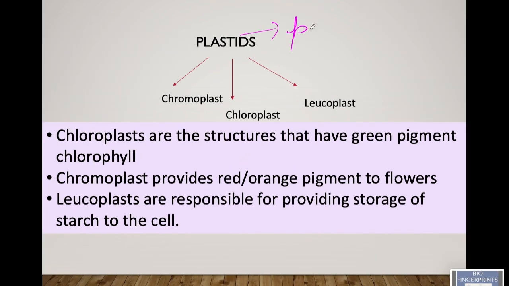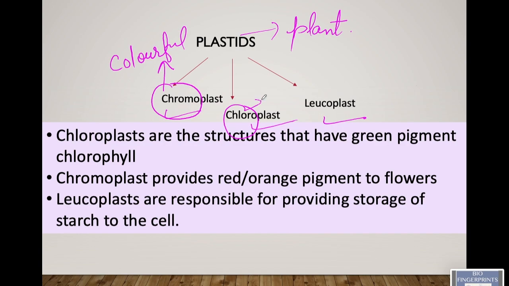Next, plastids. So plastids are present only in a plant cell, right? It is involved in photosynthesis. Plastids are of three types: chromoplast, chloroplast and leucoplast. So here chromo, their prefix indicates that chromo means color or colorful, chloro means green color, leuco means white, so white in color, right? So chloroplasts are the structures that have green pigment called chlorophyll. We'll discuss more about chloroplast in detail later, right?